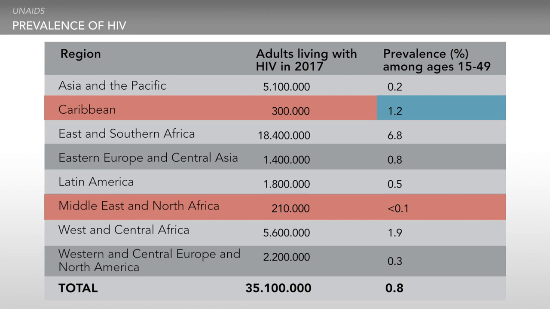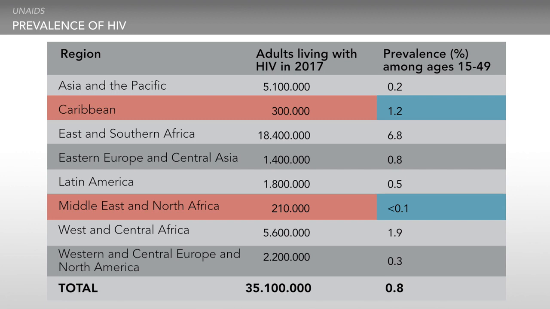In other words, at the end of 2017, it was estimated that 1.2% of all adults aged 15 to 49 in the Caribbean are living with HIV. In contrast, the prevalence of HIV among adults in the Middle East and North Africa is less than 0.1%. So despite similar total numbers of people living with HIV in the 2 regions, the prevalence is more than 12 times higher in the Caribbean than in the Middle East and North Africa.